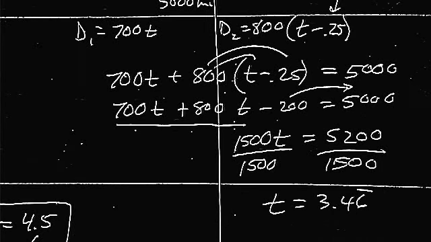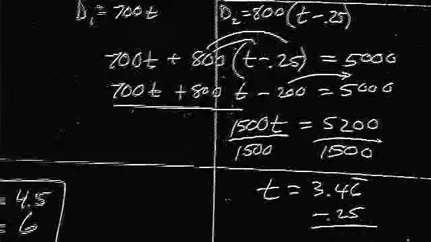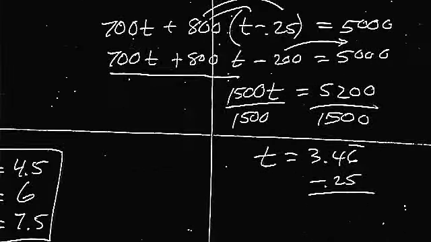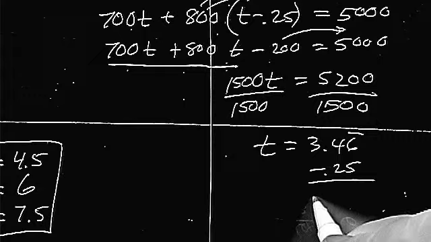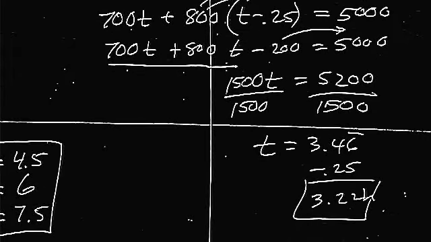My first instinct is to say that that's a good answer, but that is the amount of time that it took the unidentified plane to travel. The question in this problem is, how long did it take the interceptor to reach the approaching plane? So in all reality, I would need to subtract a quarter if I want the real answer. So a rounded version of it might look like that. 3.22 hours.